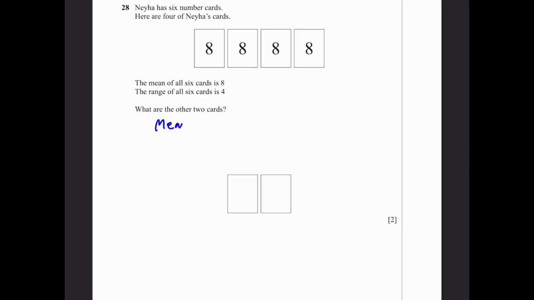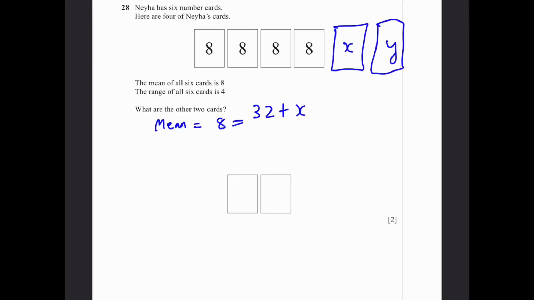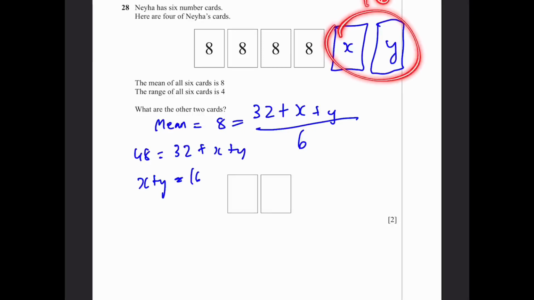So if the mean is 8, then there are the other 2 cards, 6 cards. That means 8 equals 32 plus another card which is x and another card which is y, so plus x plus y, and that divided by 6. That means 48 is equal to 32 plus x plus y. And then x plus y is equal to 16. Well, there are many options. It can be 8 and 8, 9 and 7, 10 and 6, 11 and 5, and so on.